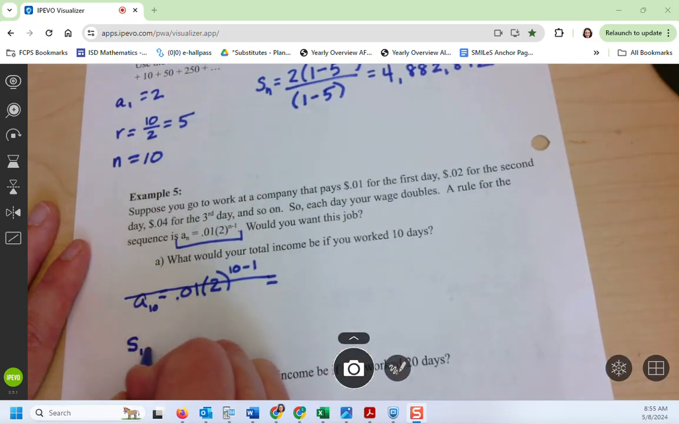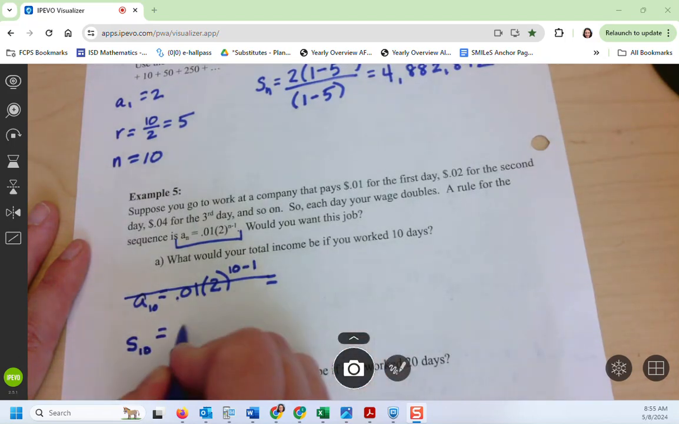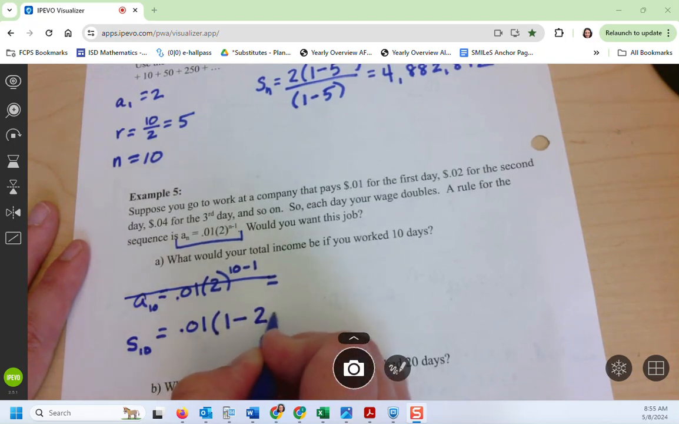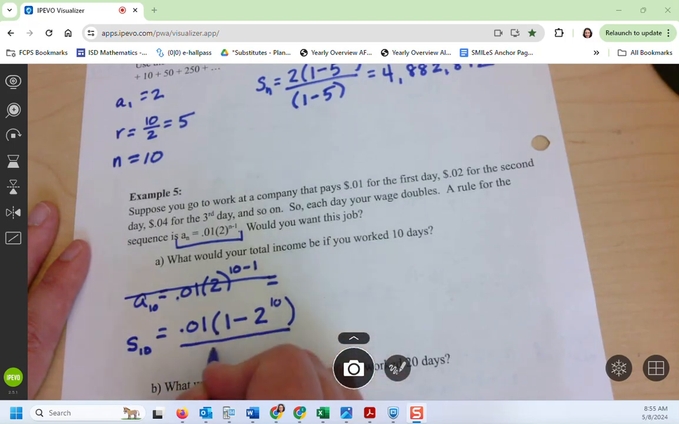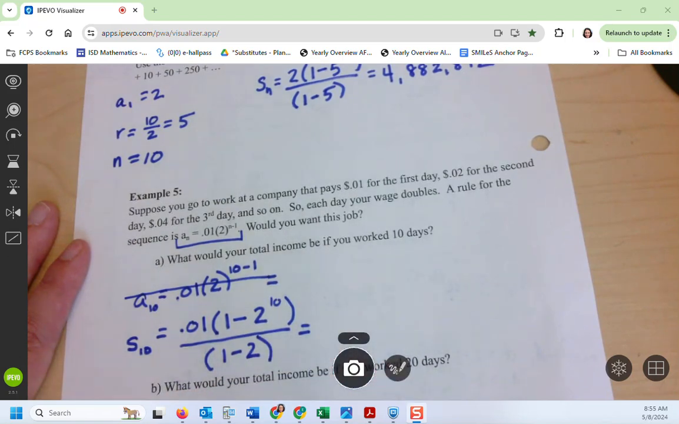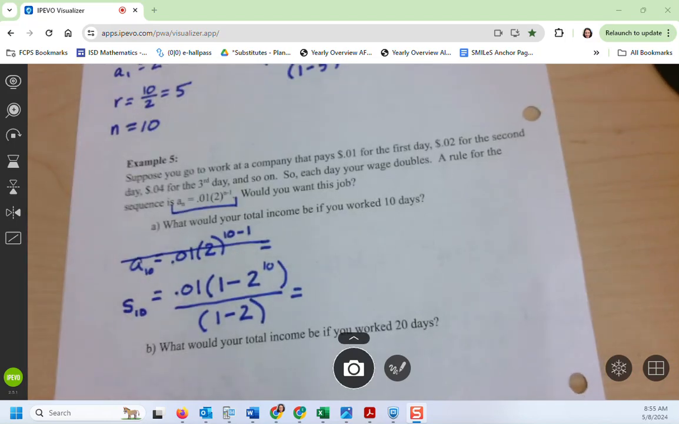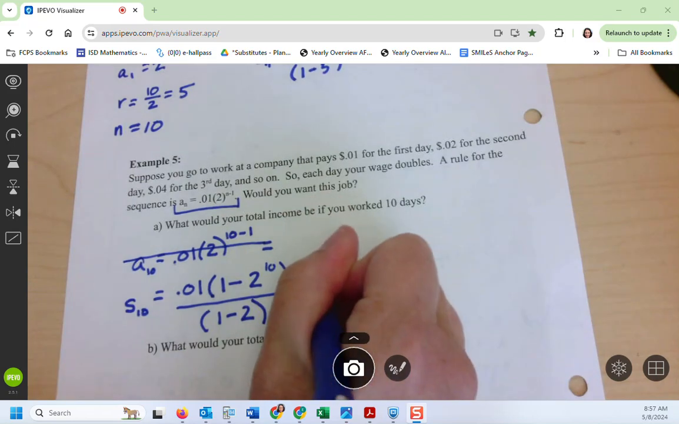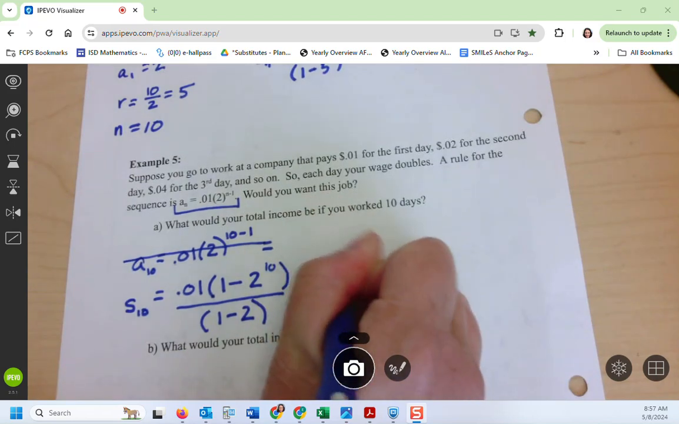S sub 10. And then first day, 1 minus r to the 10 over 1 minus r. All right, for this one I'm getting $10.23. Did you guys get $10.23? Yeah. All right, so would you work 10 days for a total of $10.23?